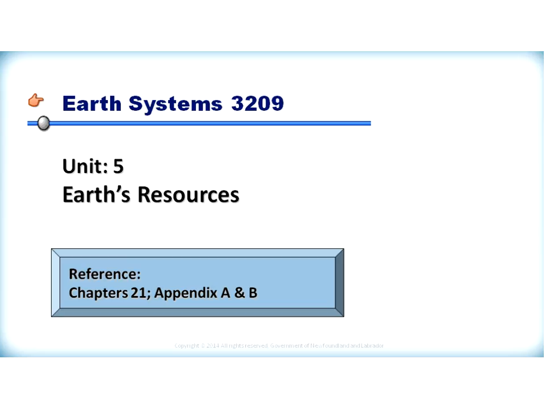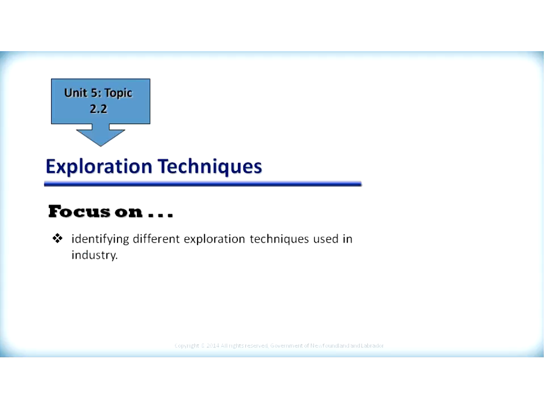Earth Systems 3209, Unit 5, Earth's Resources. References for this unit can be found in the textbook in Chapter 21, and also in Appendix A and B of the Curriculum Guide. Unit 5, Topic 2.2. This topic will look at exploration techniques.